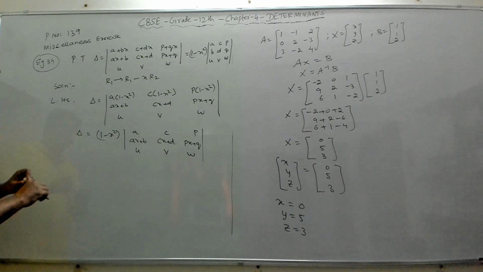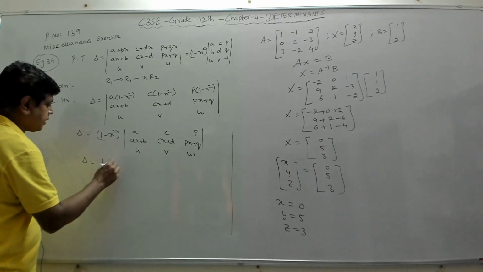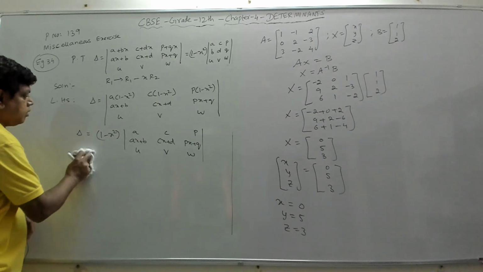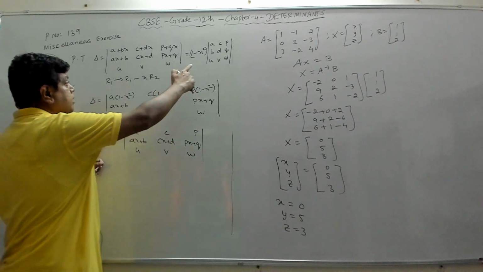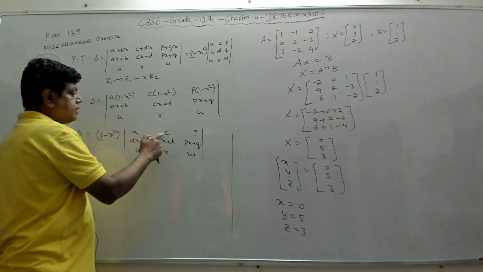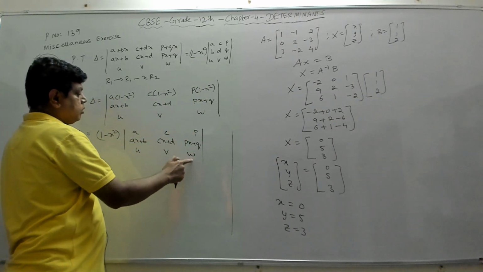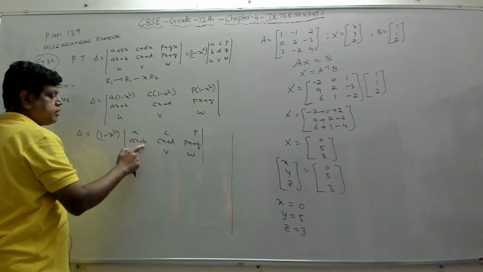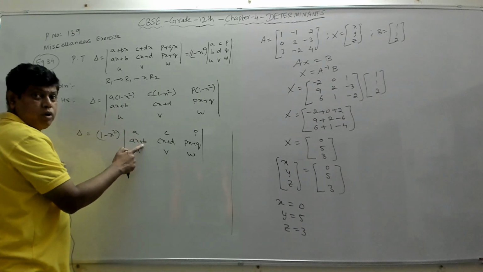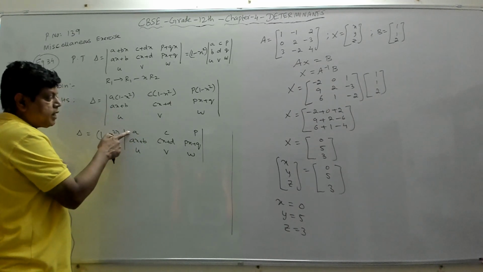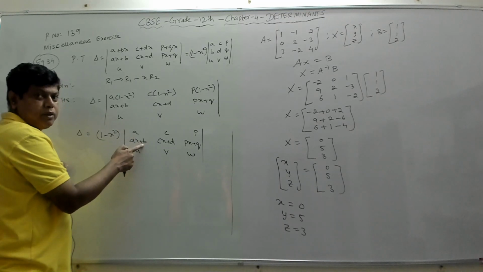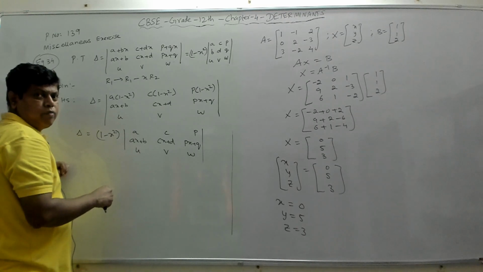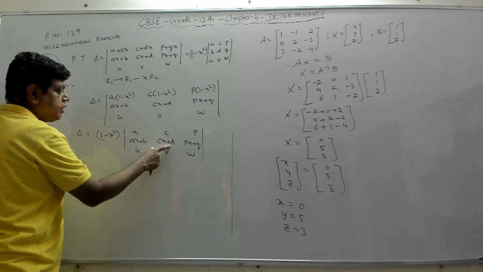So now delta is 1 minus x square into, let's observe. Now 1 minus x square has come out. We have a, c, p, and we have u, v, w. Now we have to somehow get b, d, q. So how do I get b alone here? I can get b alone if I do this minus x times this. So ax plus b minus x times a will give you minus ax, so they will get cancelled. You will get only b here. Similarly here you will get d, and here you will get q.